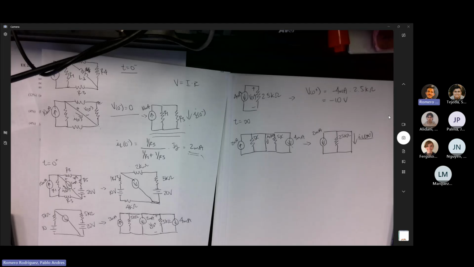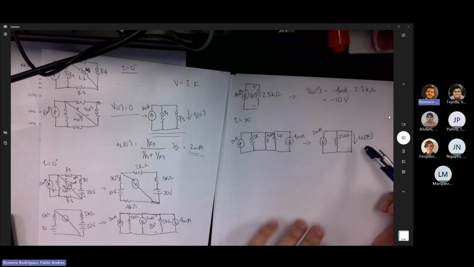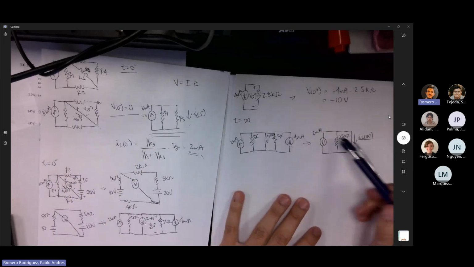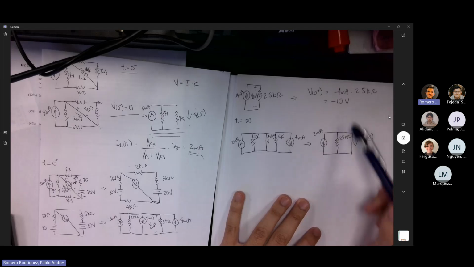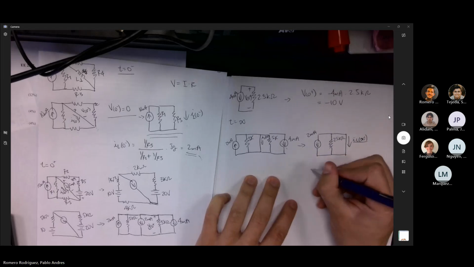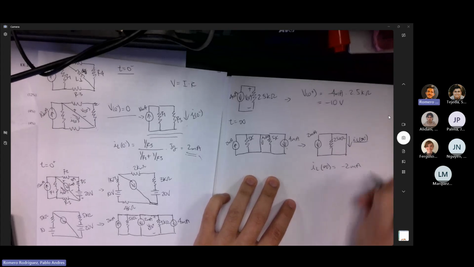Can you explain why? Because it shorts out the resistor, right? So it doesn't go through the current between the resistors. Correct. Turn off the direction. Correct. So path of least resistance, or again, it's going to short out the resistor. All the current is going to go up this way. So it's just negative to whatever this is opposed. So IL of infinity is just -2 milliamps.